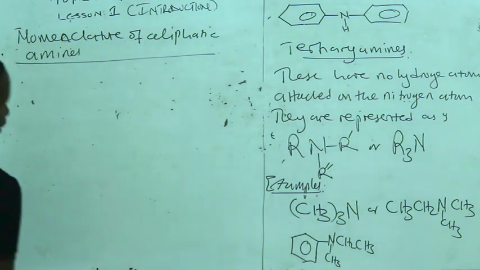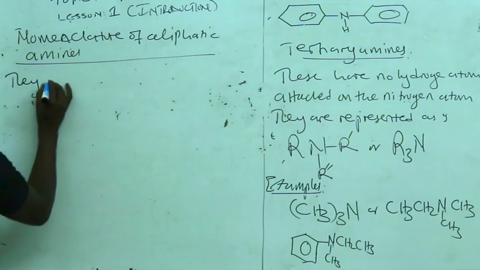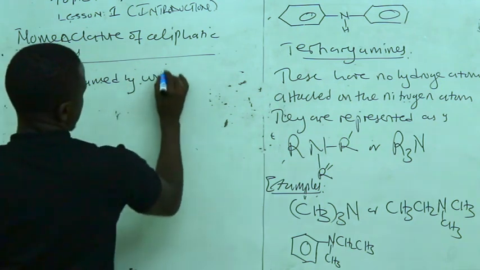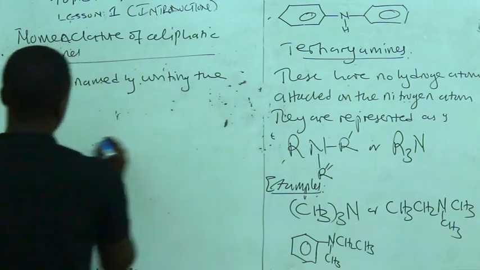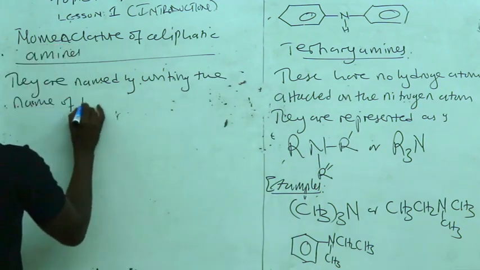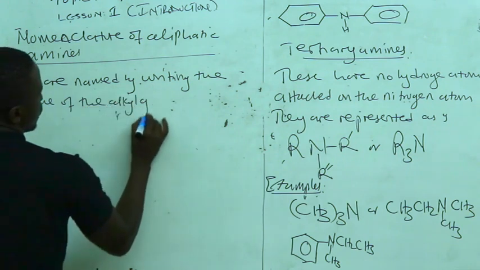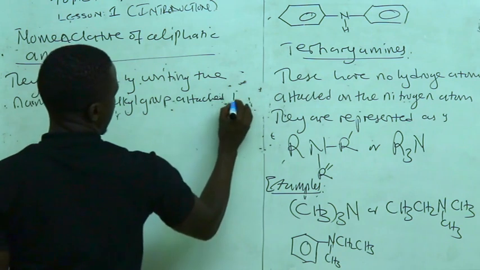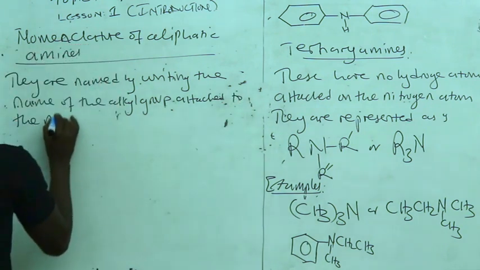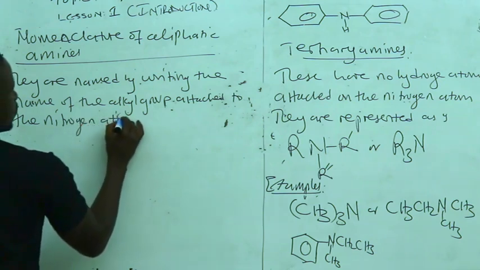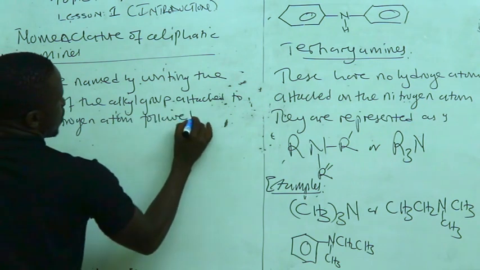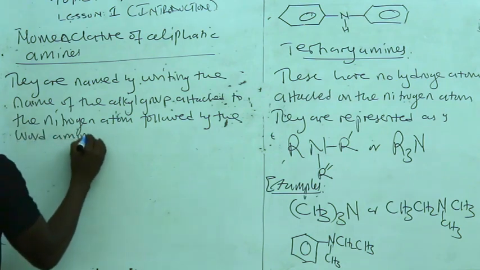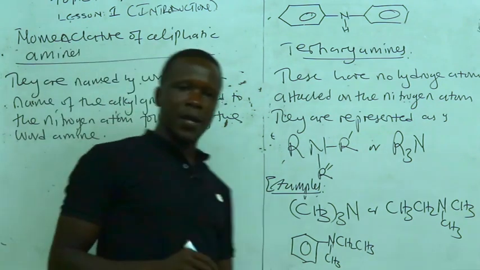So we could say that they are named by writing the name of the alkyl group attached to the nitrogen atom, followed by the word amine.